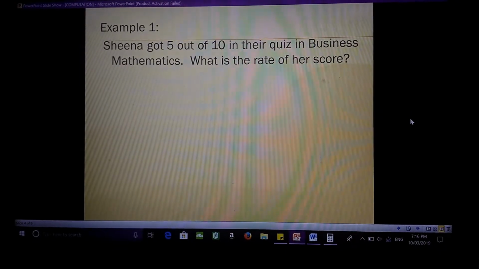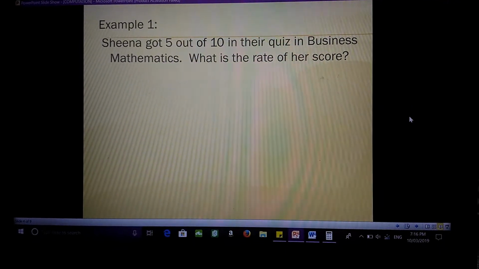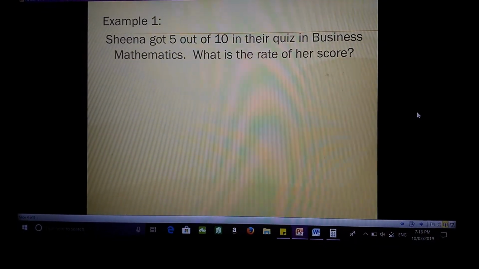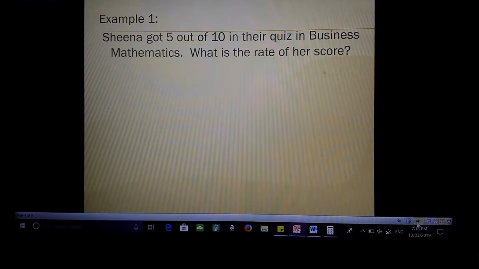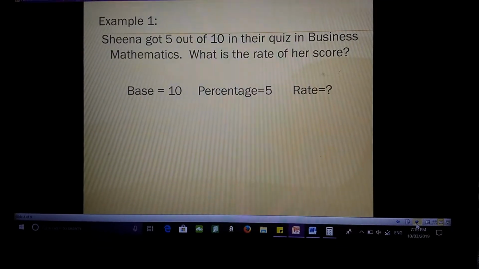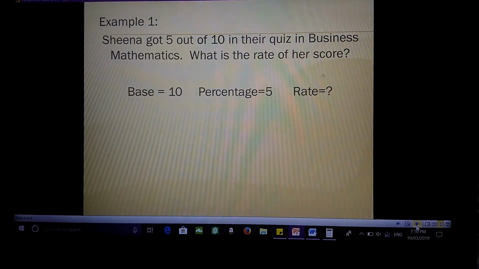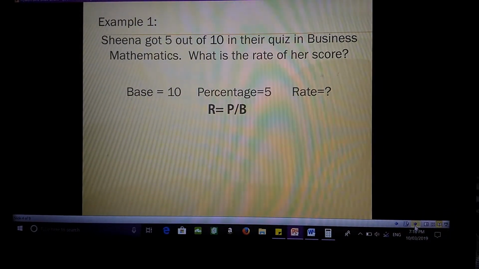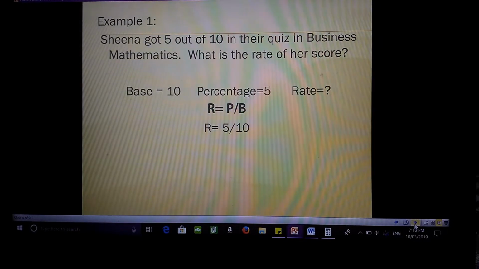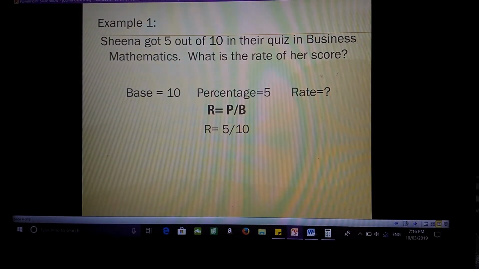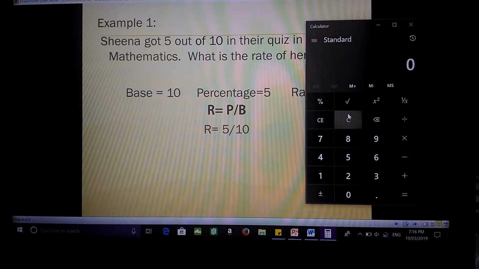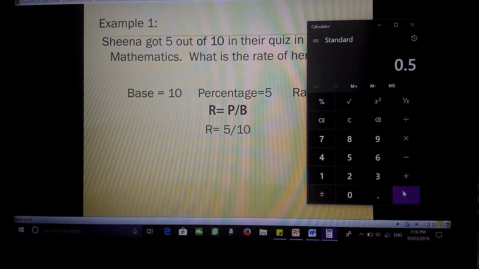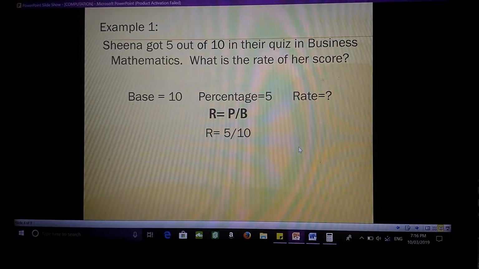So, let's take a look at this example. Sheena got 5 out of 10 in their quiz in business mathematics. What is the rate of her score? So, the given base is equal to 10, percentage is equal to 5. The formula for rate is P over B. So, rate is equal to 5 divided by 10. 5 divided by 10 is equal to 0.5.